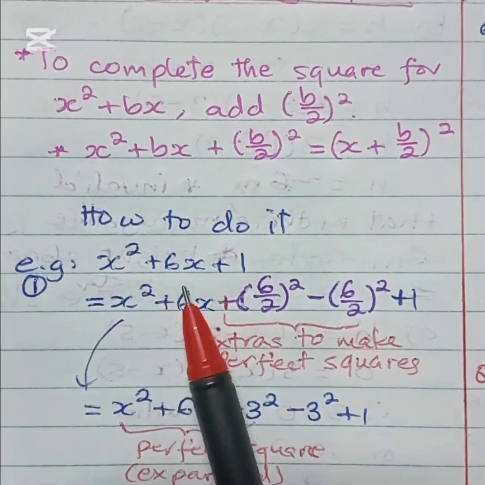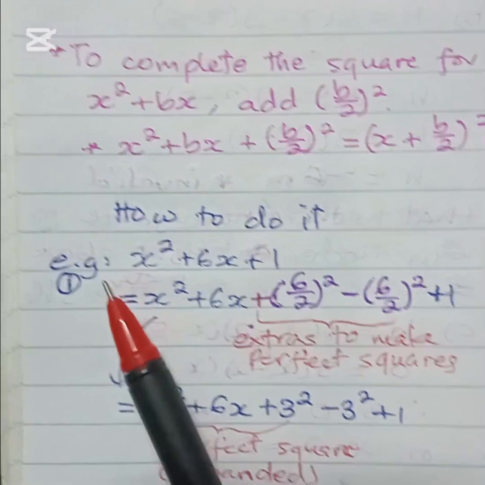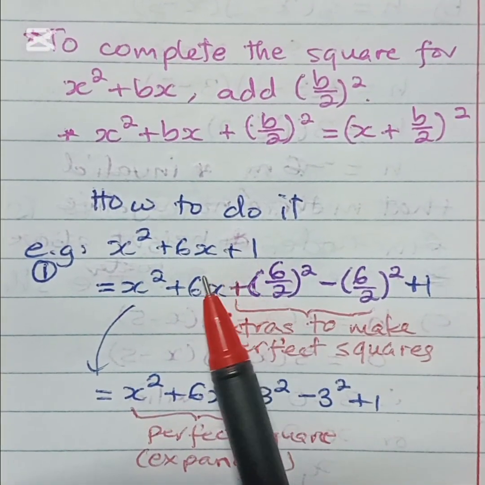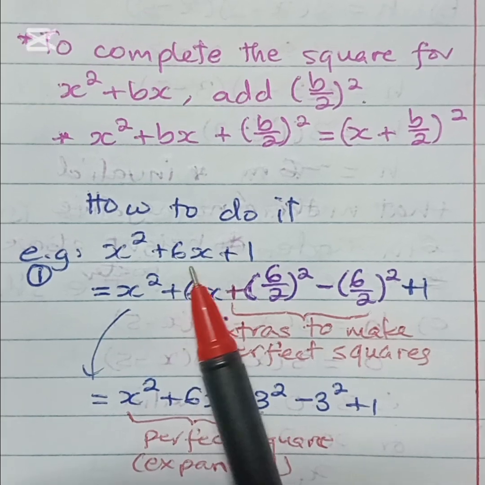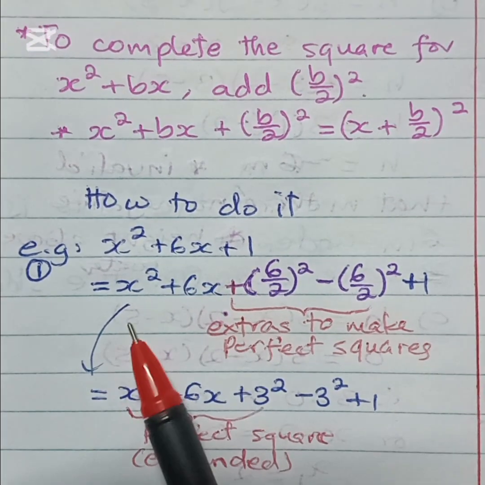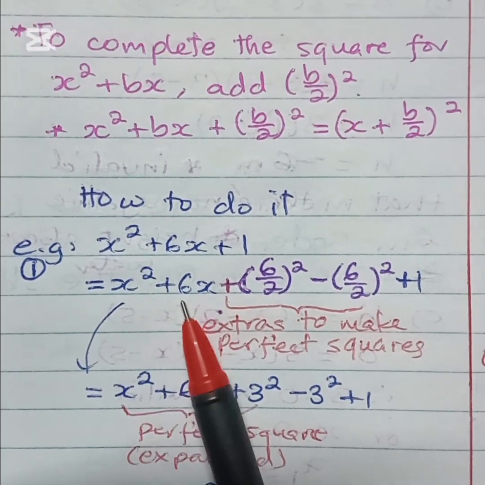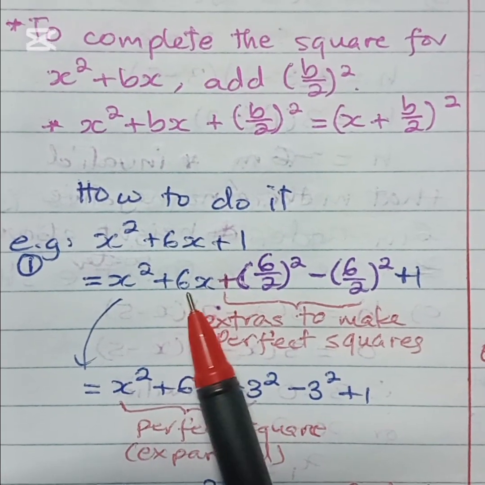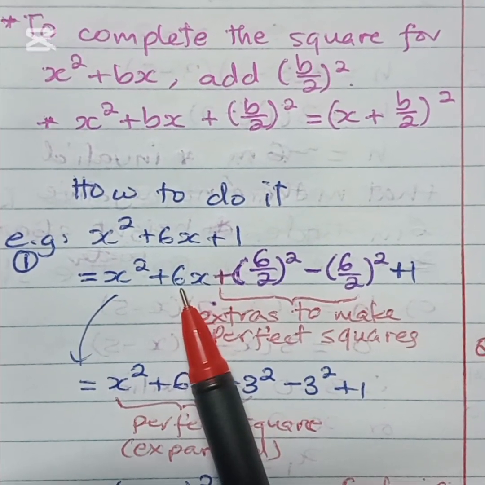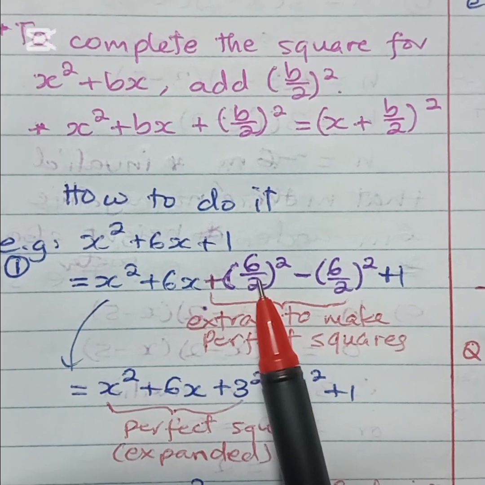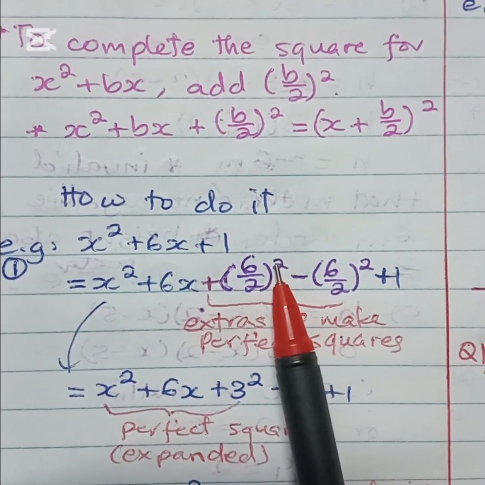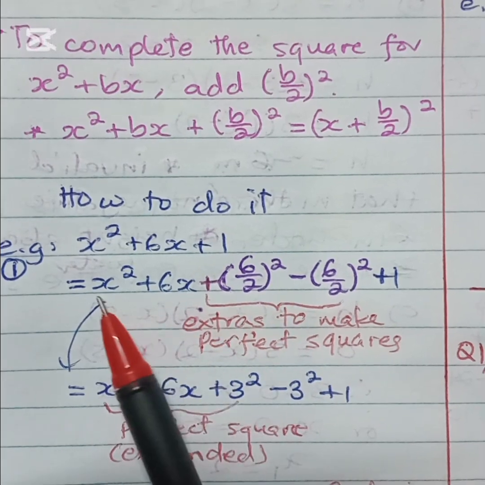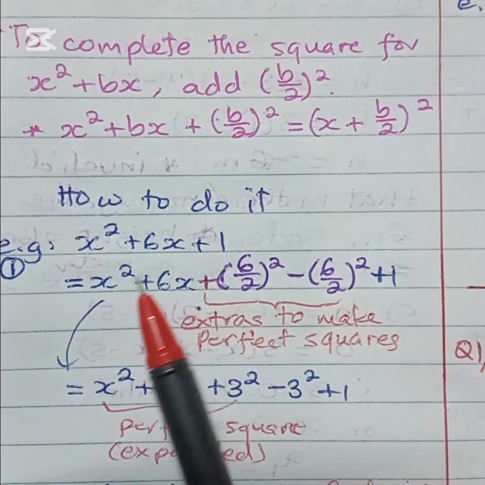Alright, how do we do this? Here's one example. x squared plus 6x plus 1. To factorize it by completing squares, we go x squared plus 6x, and 6 here is the b term. We half it, or we divide it by 2, and we square it. This will make a perfect square quadratic expression.